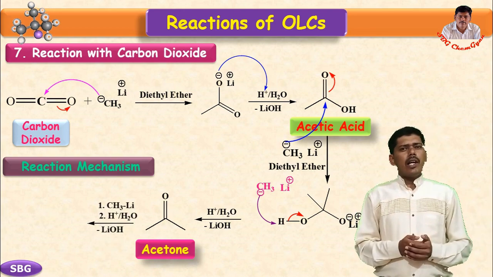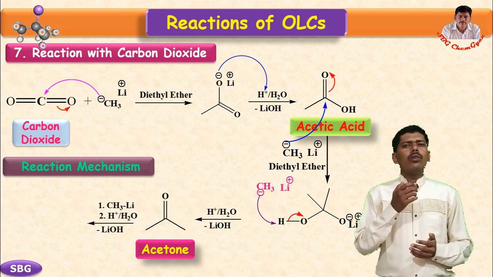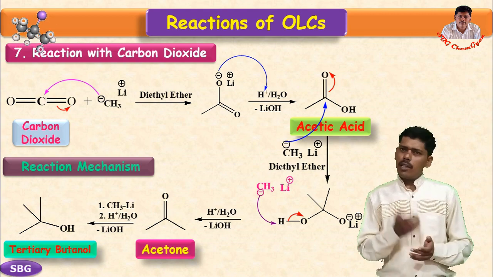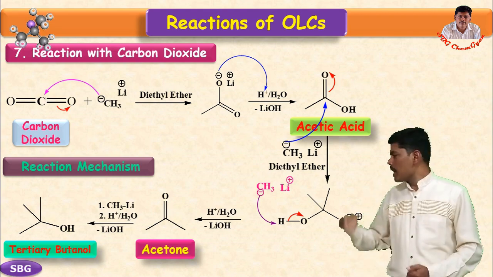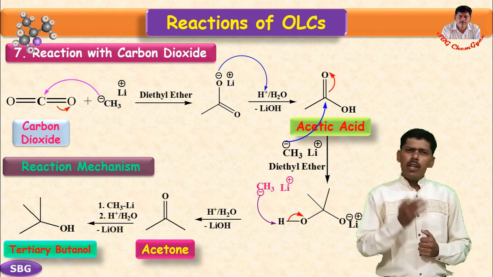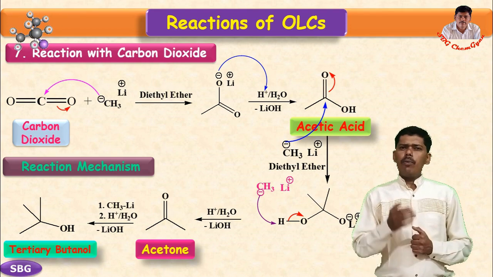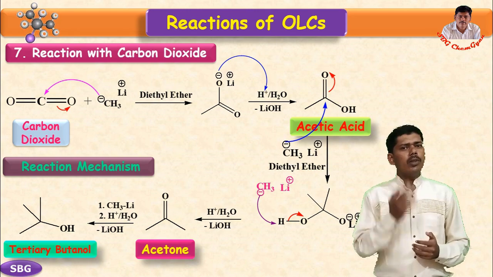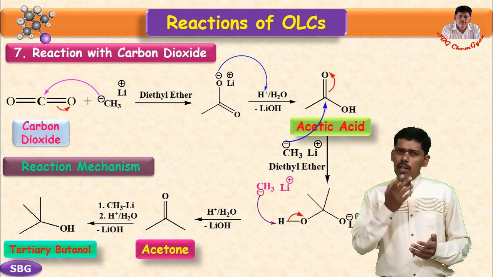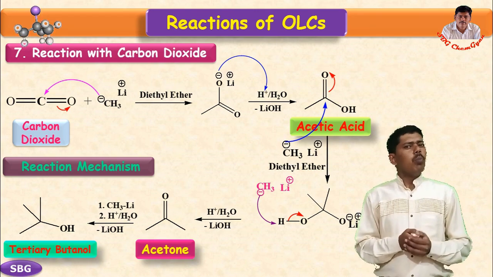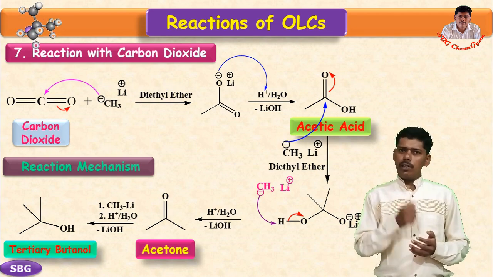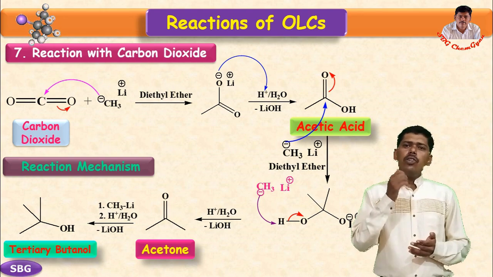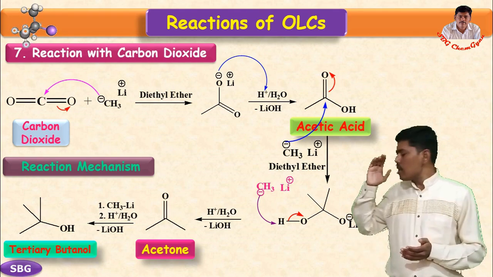We can also continue this reaction with acetone with methyl lithium in diethyl ether followed by acid hydrolysis, which gives tertiary butanol, which we can see here. In this total reaction mechanism, we used 4 molecules of organolithium reagents. In this reaction, we observed both properties of organolithium reagent, that is its basic as well as nucleophilic property, in this same reaction.